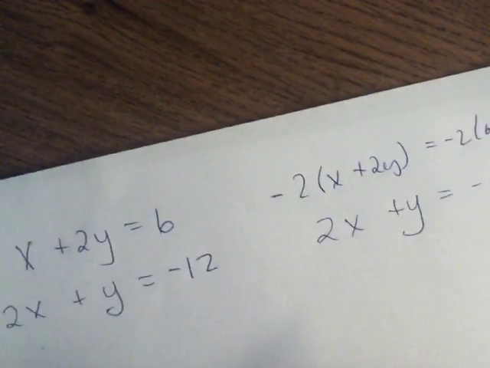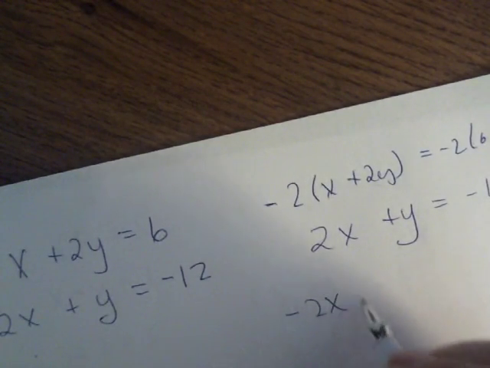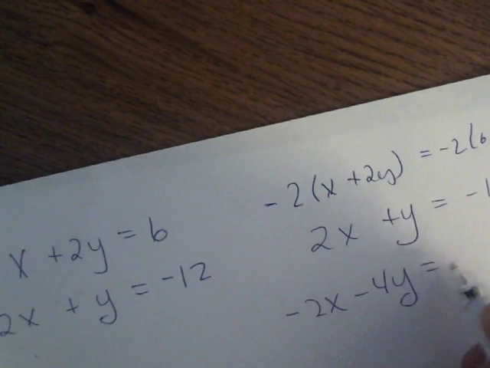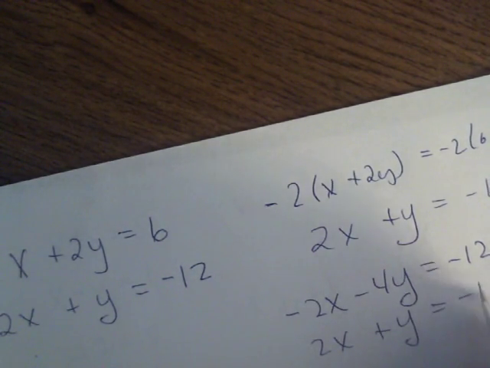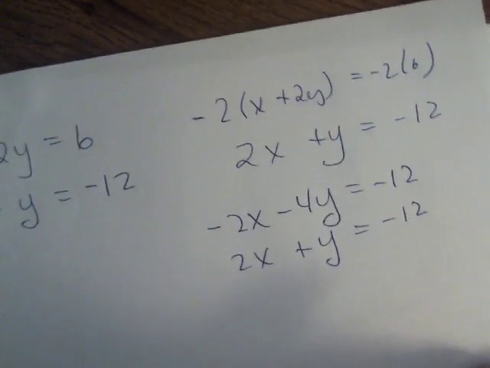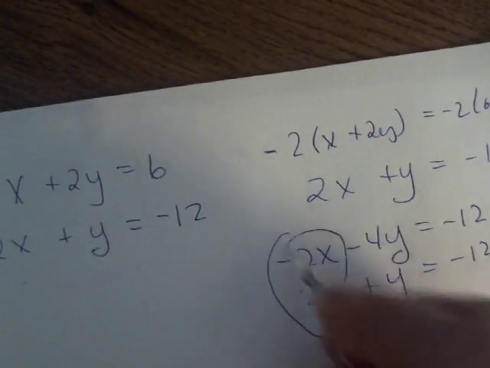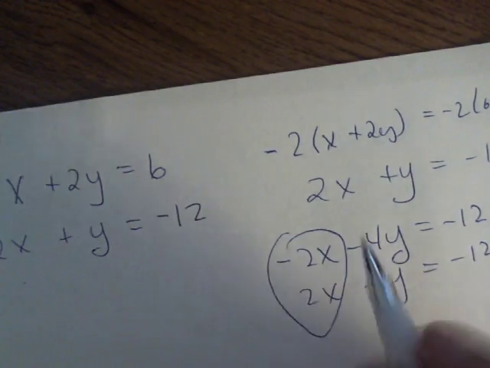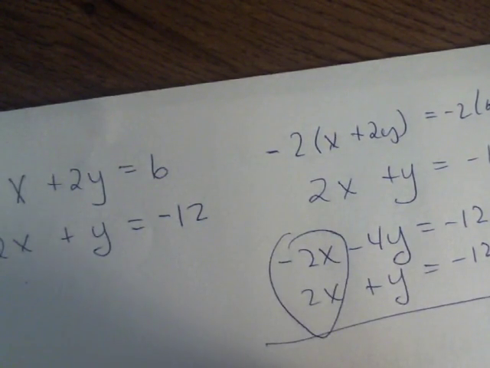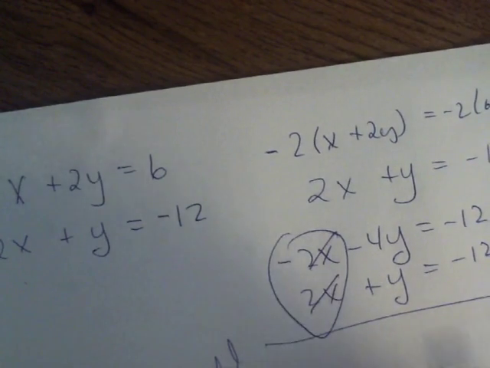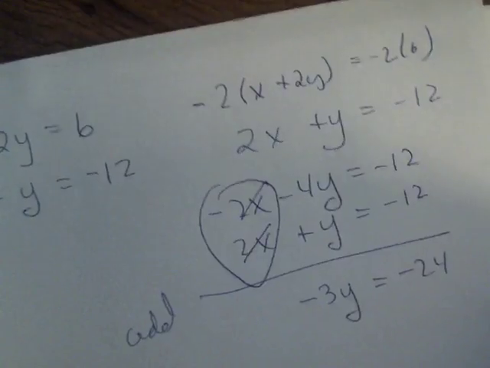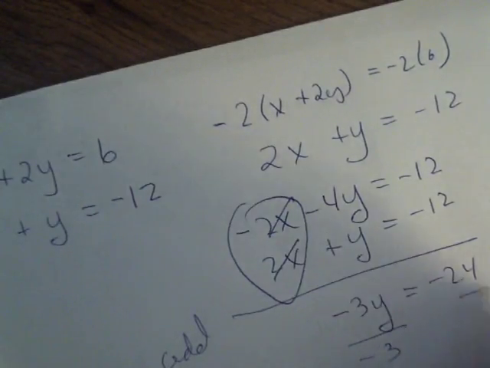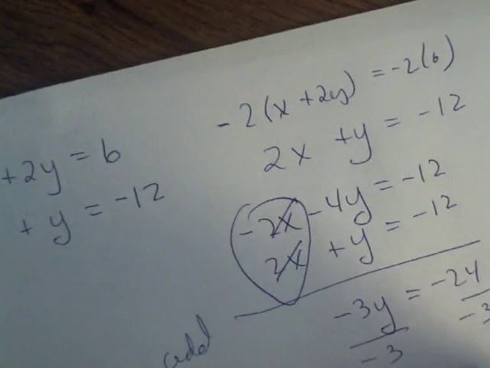Now I'm going to simplify this and get negative 2x. I'm going to distribute. Minus 4y is negative 12. Positive 2x plus y is negative 12 also. I've just created my opposites here. So when I add the equations, the x's are eliminated. Negative 4 plus 1 is negative 3. Negative 12 and negative 12, be careful there, it's negative 24. Divide by negative 3 to get 8.